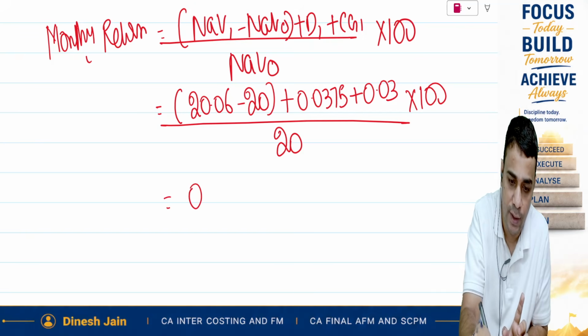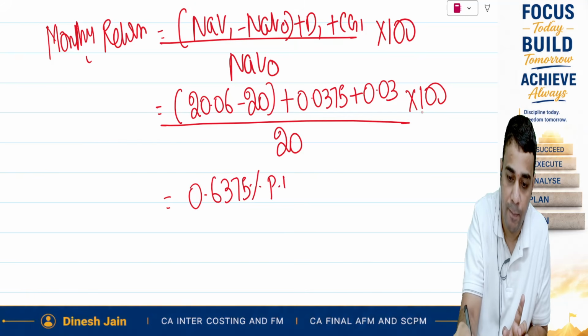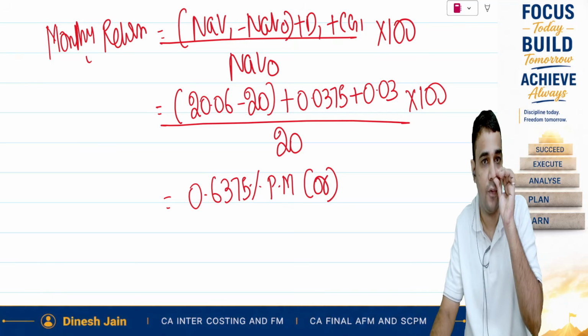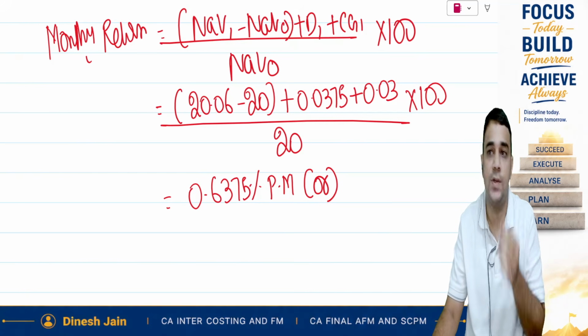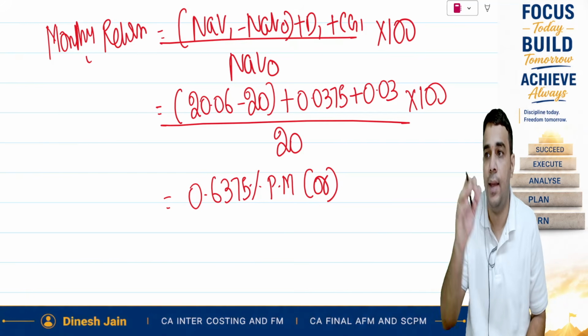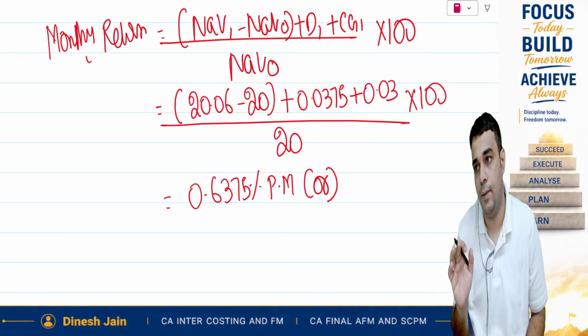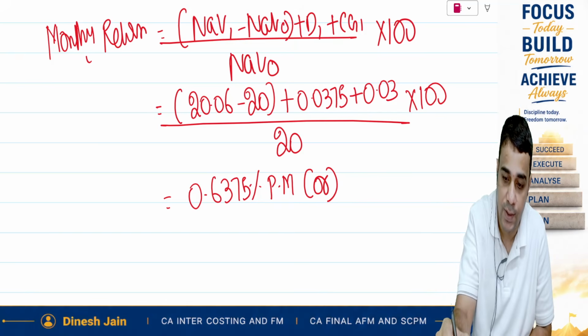Answer is 0 point, per month. I close here itself. Multiply into 12 and that is my annual return. Or get the annual return and divide by 12. The other answer is 7.65% per annum.